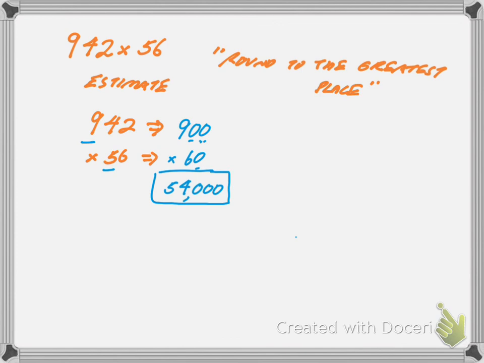So this is why we round. We round because rounding helps us get a quick estimate of what the actual answer is close to. And rounding is an important skill when we're working with decimals especially, so we're not using really, really long decimals in our work.